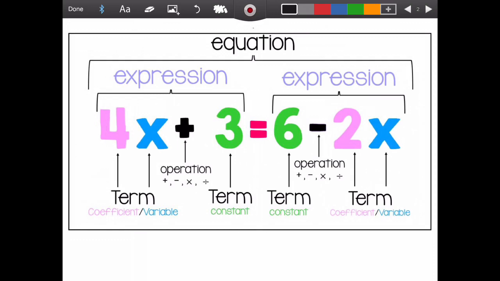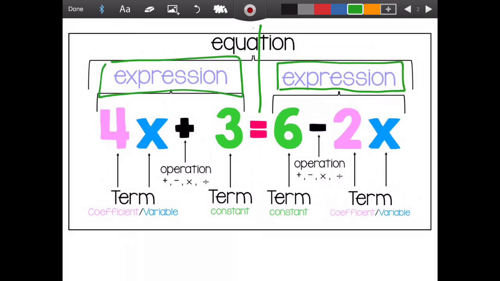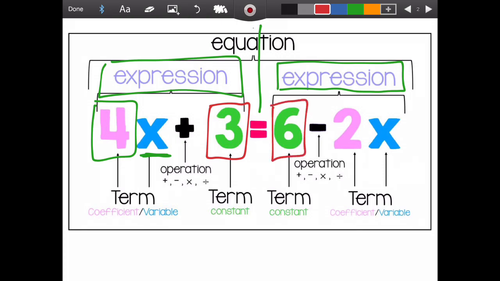Again, our equation splits right down the middle, and it gives us these two expressions, one on the right side and one on the left side. All right, and then again, we have our coefficients, we have our variables. Again, a variable is a letter that represents some number. We have our constants, which are numbers that stand alone in an equation or an expression. And same thing on the right side. Here we got a constant, and we also have a coefficient with a variable.